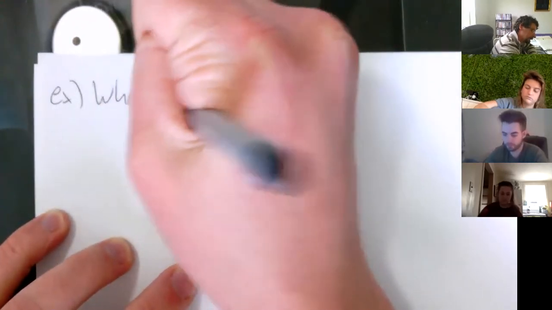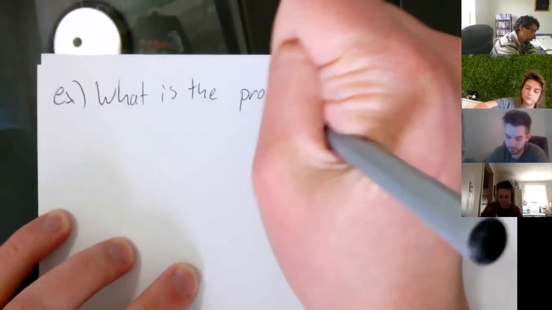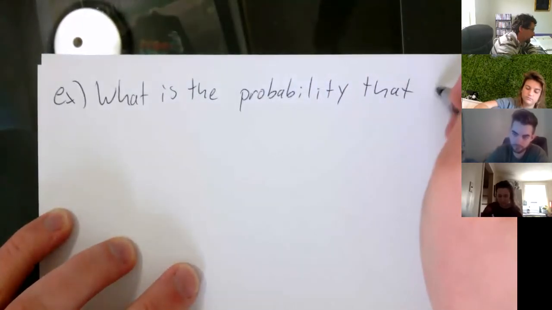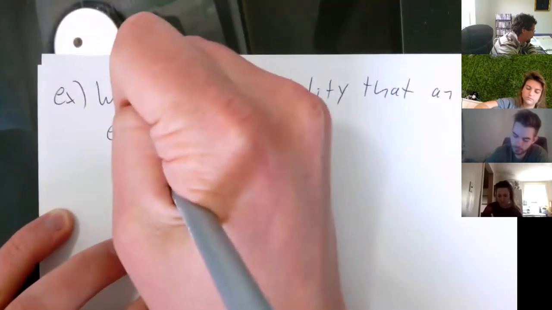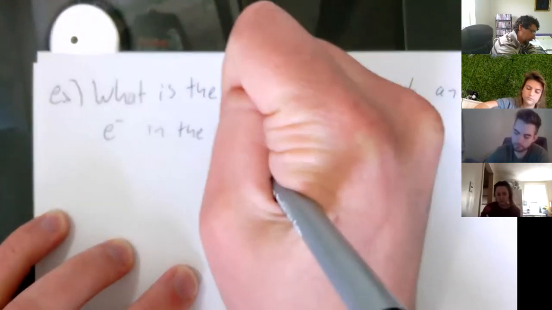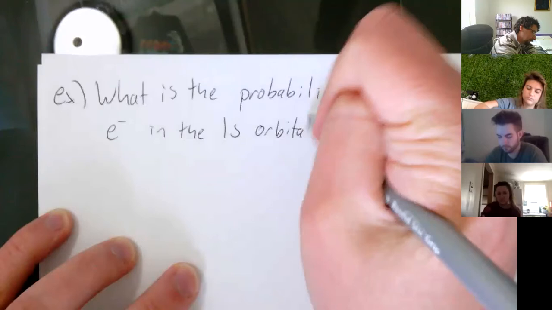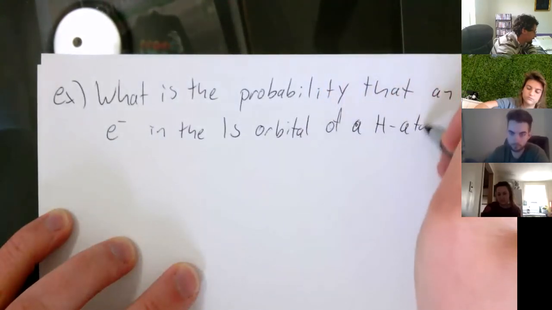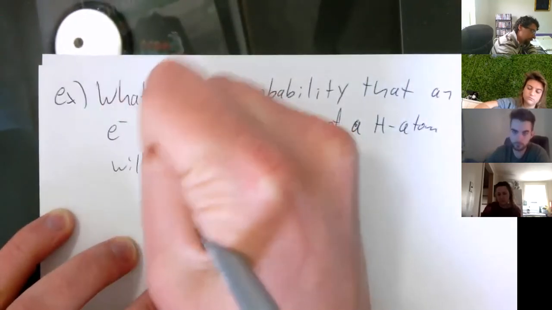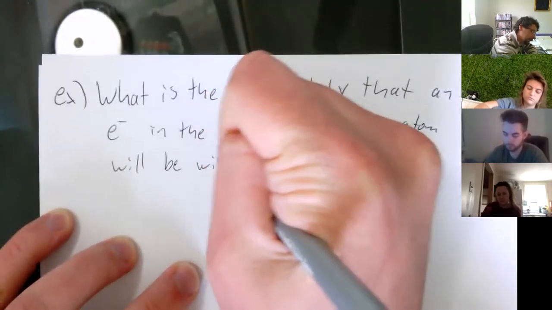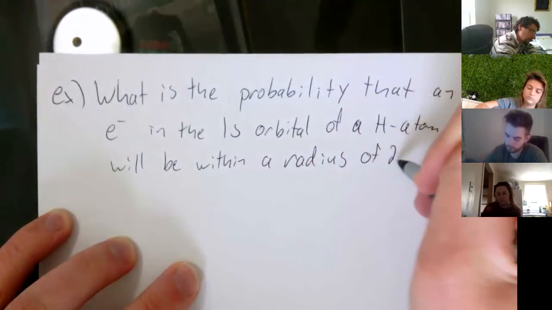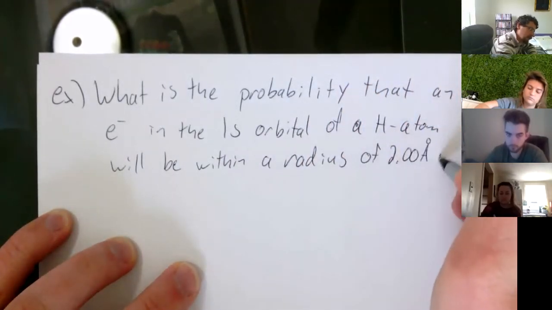Our example, we're gonna say, what is the probability that an electron in the 1s orbital of a hydrogen atom will be within a radius of 2.00 angstroms from the nucleus?